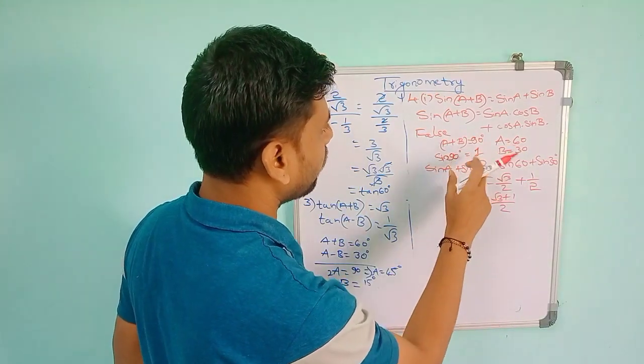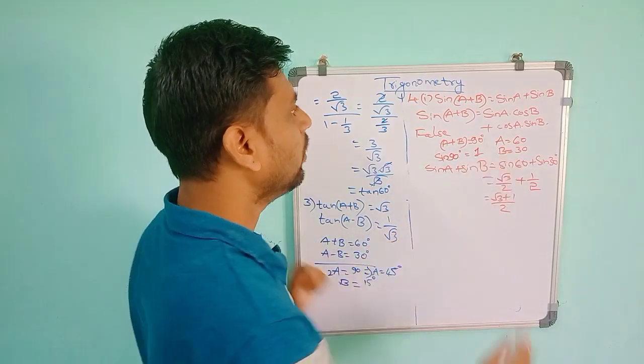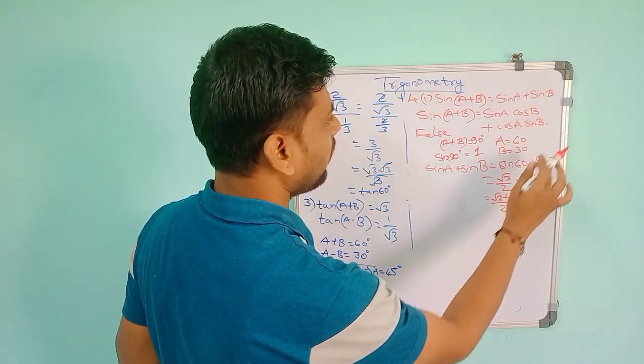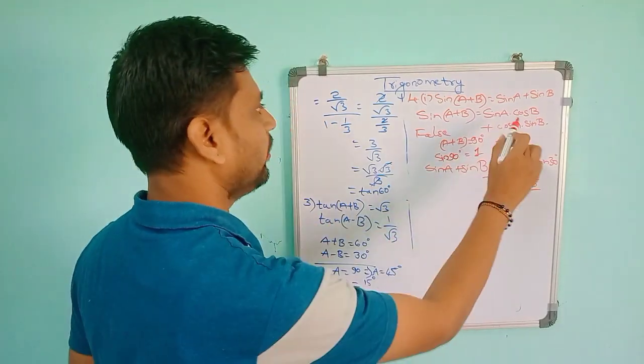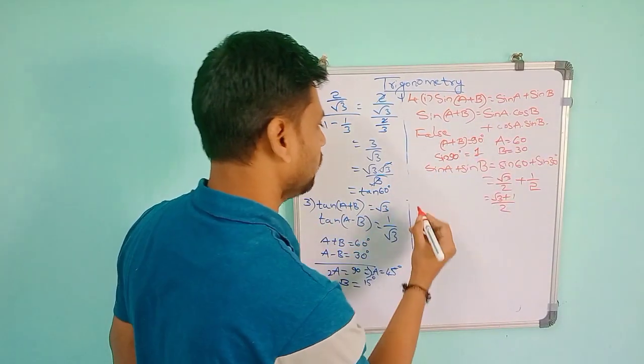sin 90, what do we have? 1. So the answer will get 1 only when you put A equal to 60 and B equal to 30 in this equation: sin A cos B plus cos A into sin B.